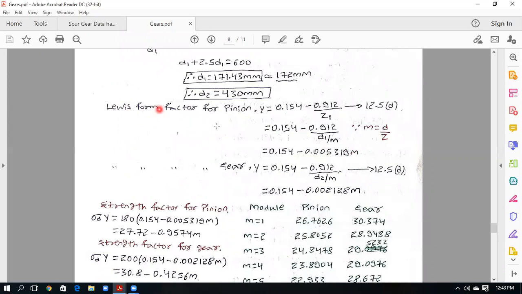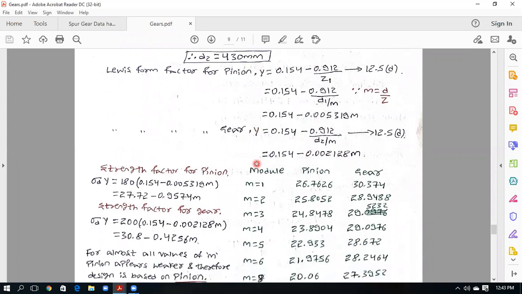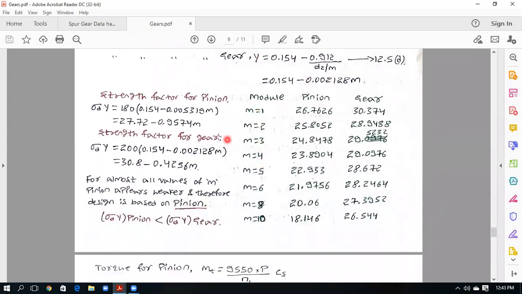After that, the Lewis form factor for the gear. In this case, it will be z2. In this equation, it will be z2. Z2 is nothing but d2 by m, diameter of the gear divided by module. D2 is calculated, substitute that, 430 divided by m. After doing the calculation, you will get this value. And as I told you, after that you need to find out which is the weaker member, and further designing will be done for the weaker member.